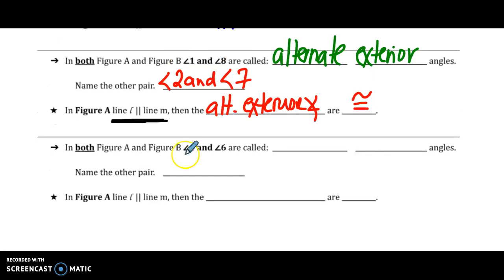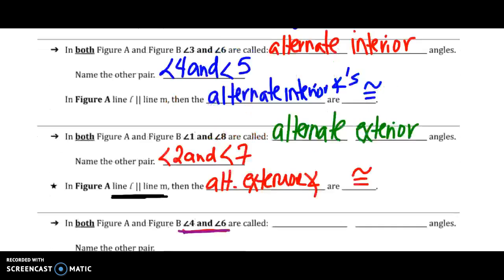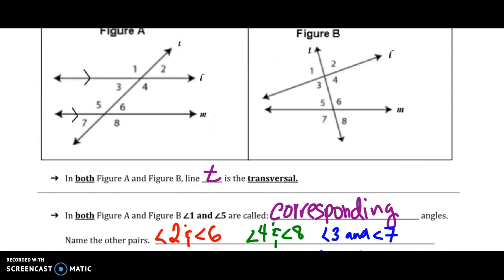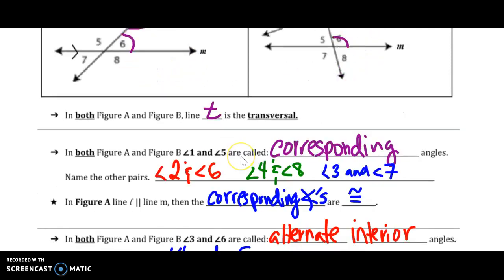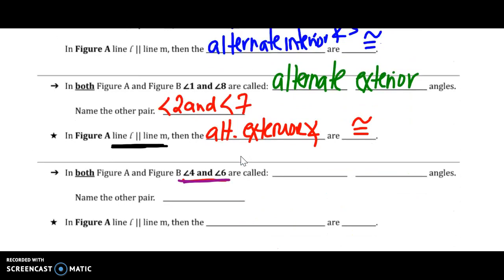The last two that we're going to talk about are 4 and 6. So let's go back up to our diagram here. Here's angle 4 and angle 6. Notice these are on the same side, or consecutive, all right? They are on the same side of the transversal, and they are inside L and M. They are in between L and M, and they are the same side. So we call these consecutive interior angles, or same side interior angles.